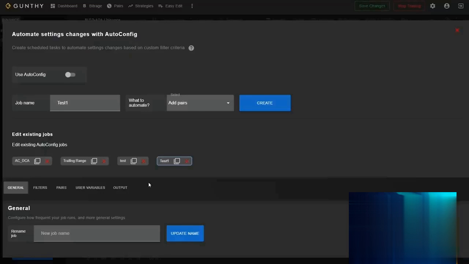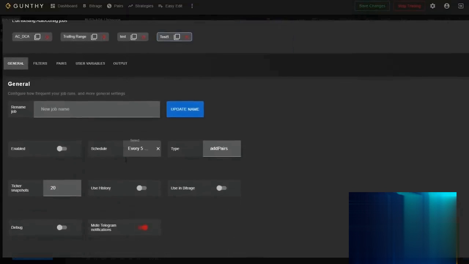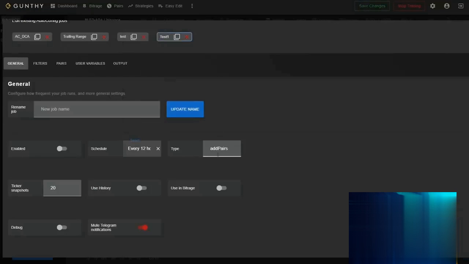What you used to have to do in the past is manually filter those pairs again, add them, and start the bot again. But now with autoconfig, you can do this all automated. You can schedule certain events with specific filters in order to modify your pairs or your strategies. Let's say I decide to do that every 5 minutes, every 4 hours, or every 12 hours, I will add pairs that have a specific value.